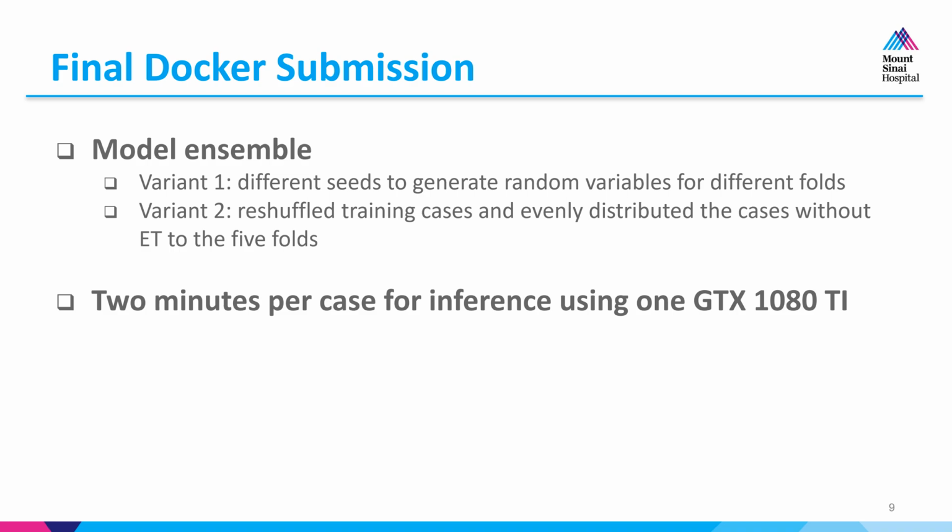For the final submission, we also included the models trained from another 2 variants. For the first one, we assigned different seeds for different folds, and in the second variant, we reshuffled the training cases and evenly distributed the cases without enhanced tumor to the 5 folds. Eventually, we used the average outputs of 30 models as the final prediction. For each case, the prediction took about 2 minutes in our experimental environment.